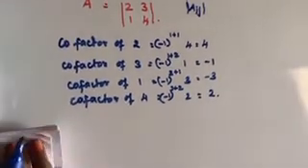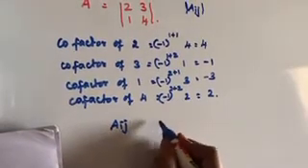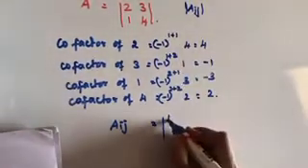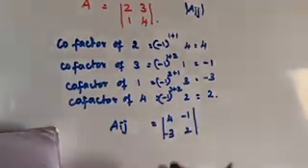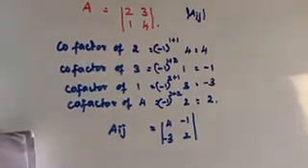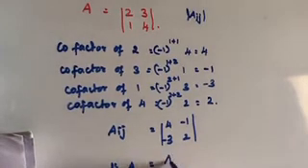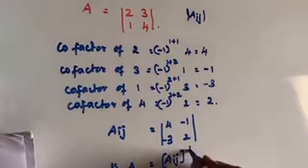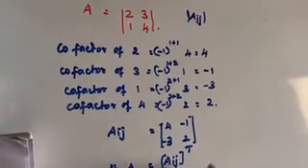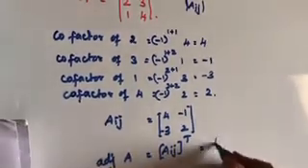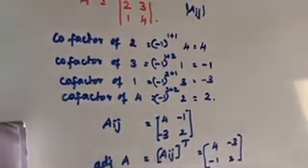So the cofactor matrix Aij is equal to 4, minus 1, minus 3, 2. In the respective places we have to write the cofactors. Now we have to find the adjoint. So adjoint A is equal to the transpose of the cofactor matrix. This is the cofactor matrix. So its transpose is equal to 4, minus 1, minus 3, 2. This is the adjoint of A.